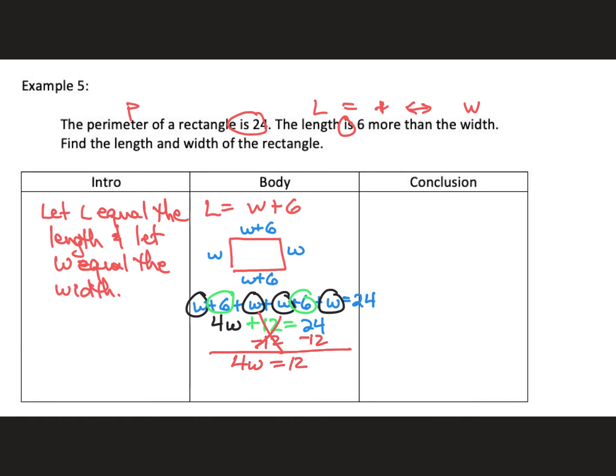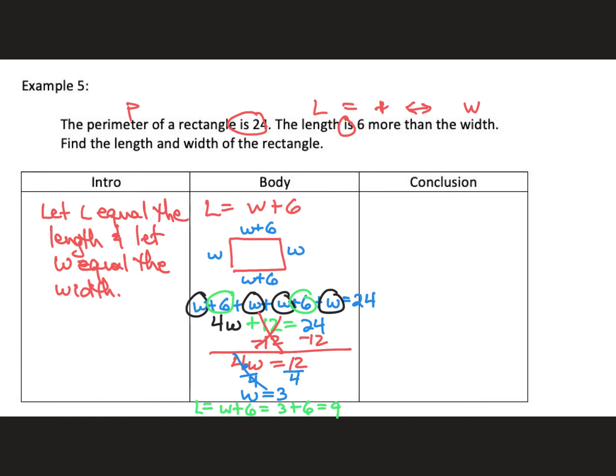How do we get W by himself? 4 and W are multiplying, so we are going to divide by 4. 4 divided by 4 is 1, it leaves W by himself. 12 divided by 4 is 3. And then remember, we want to find our length. We have an equation for that. We said the length is W plus 6. So that is 3 plus 6, which is 9.